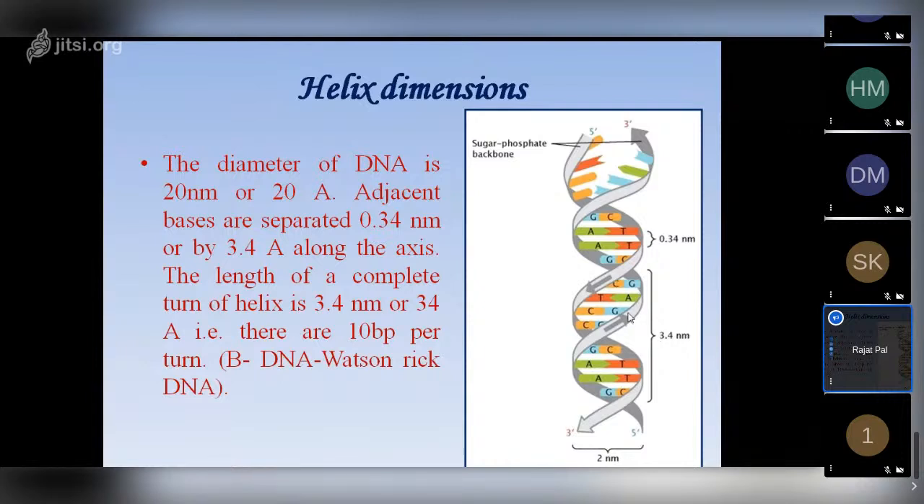And the pitch of the helix, that means the angle between one base pair to the next base pair, will be 36 degrees. As we know that 10 base pairs are present in a helical turn, it will make a full 360-degree angle.